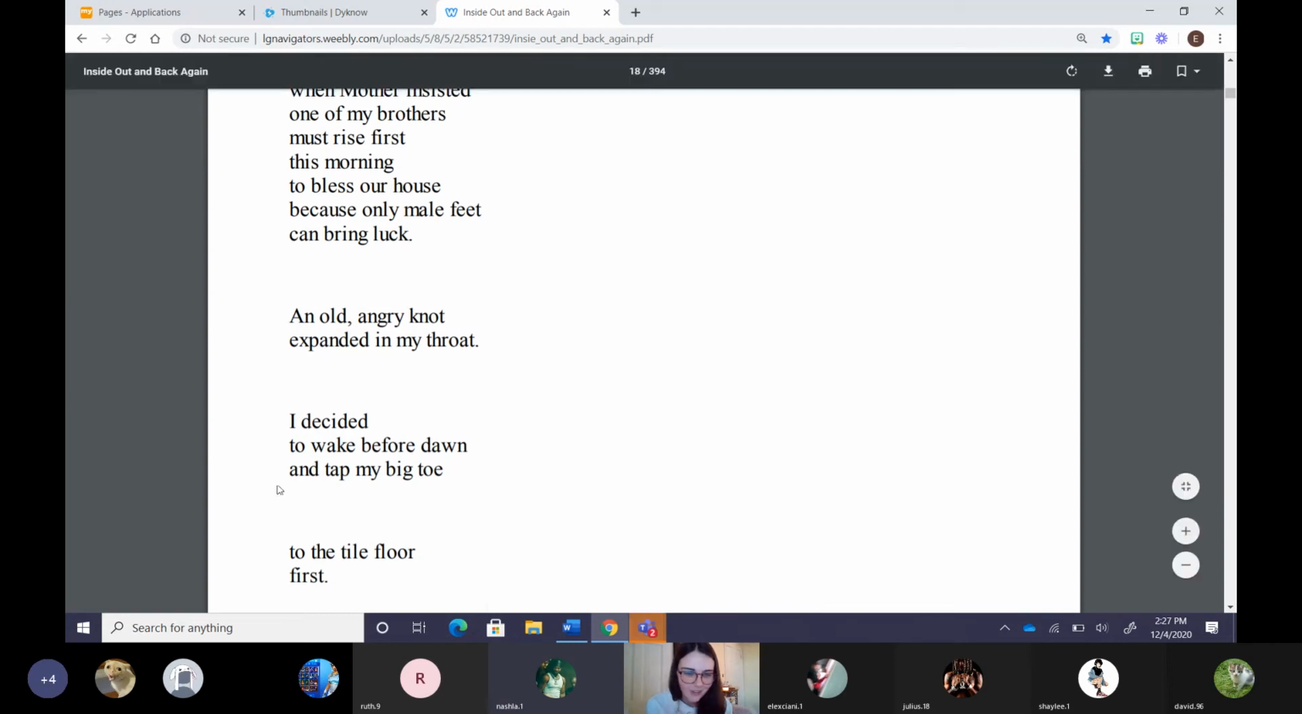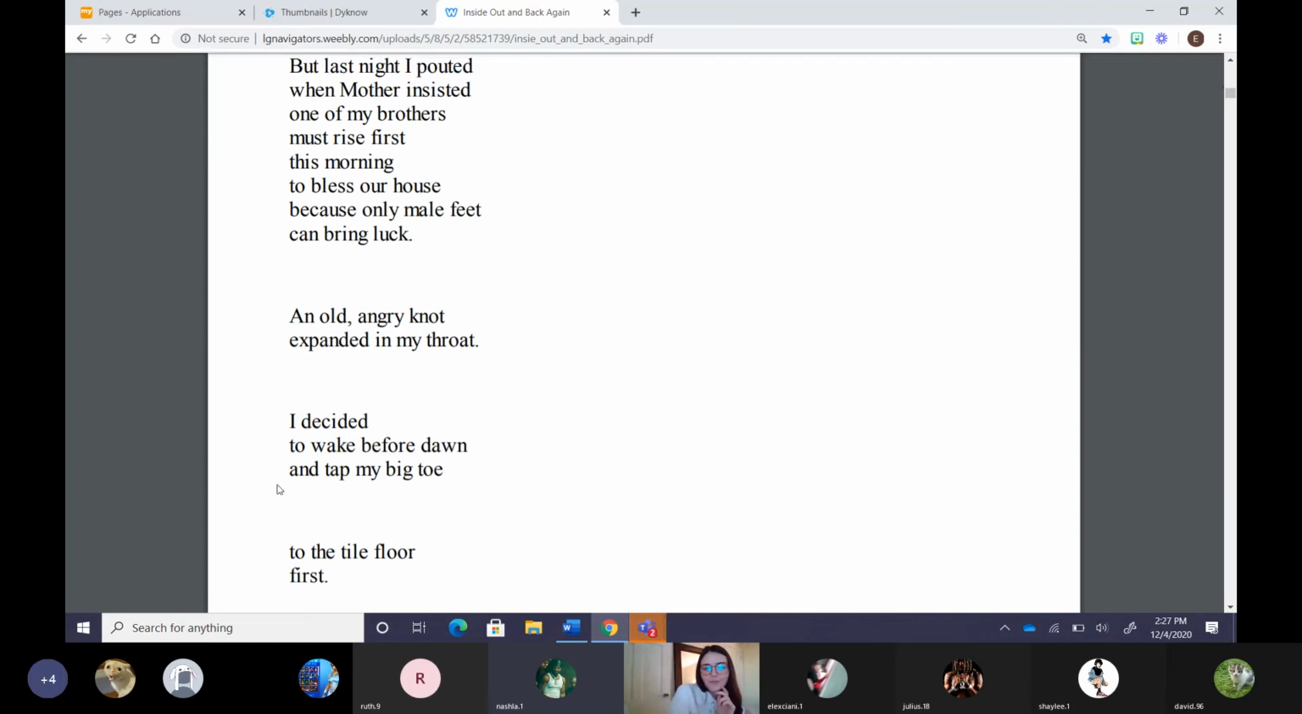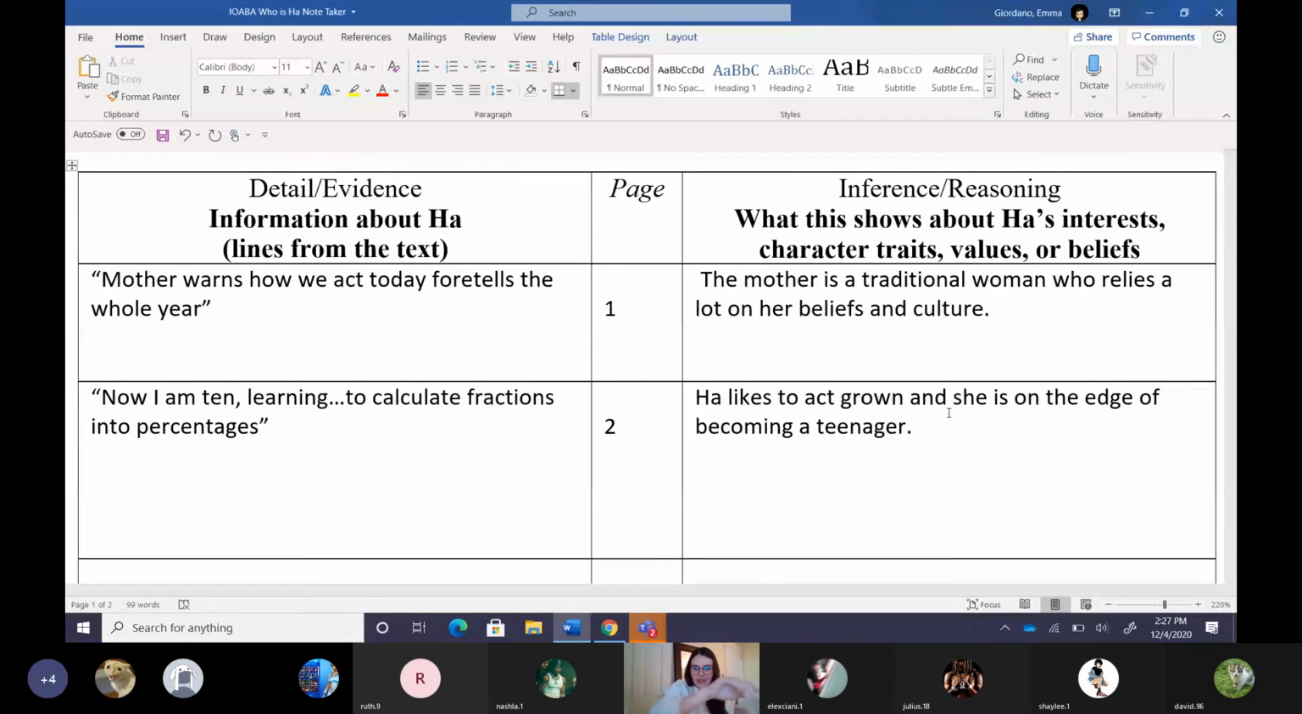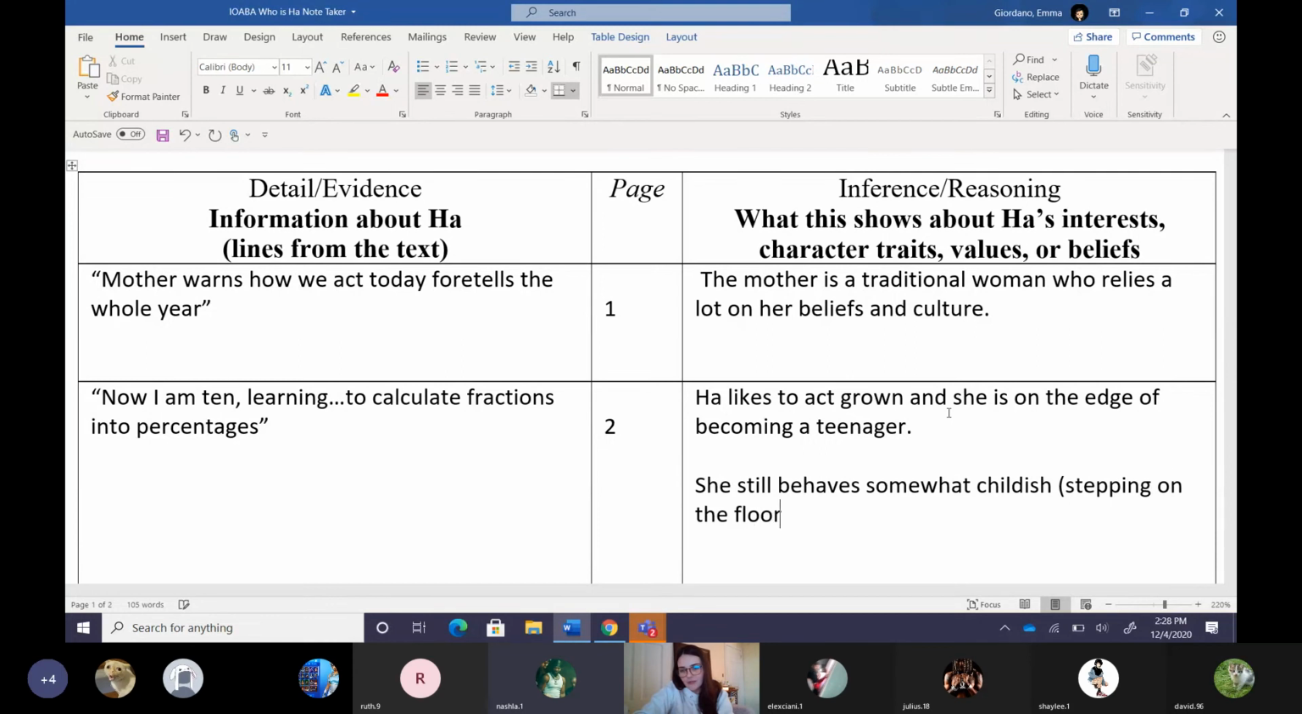She wakes up earlier than everybody and touches the floor. She's the first one to step on the floor. Is that a very grown-up thing to do for someone who's trying to act super mature? No. Probably not, right? So as much as she's trying to act grown, we should make a note under the inference section: she still behaves somewhat like a little kid, or somewhat childish. And then I'm going to put in quotes, "stepping on the floor." Yeah, right. Good.